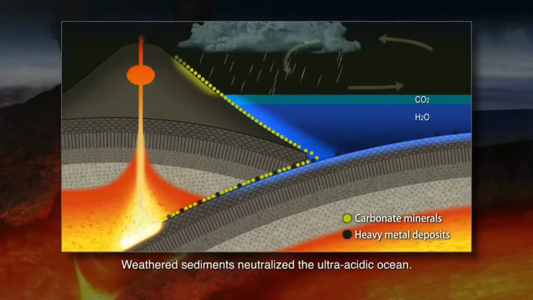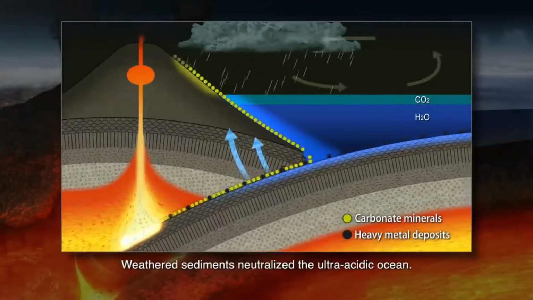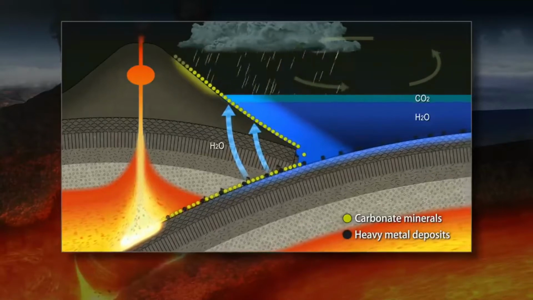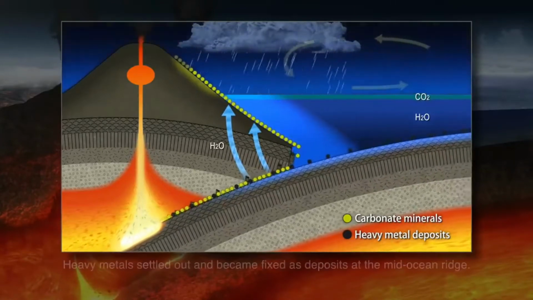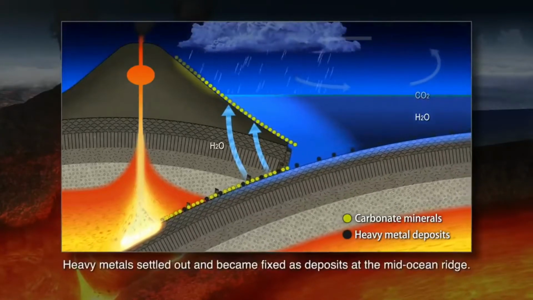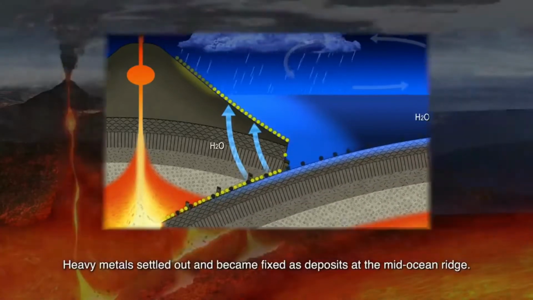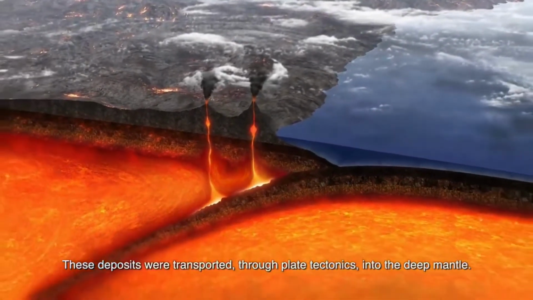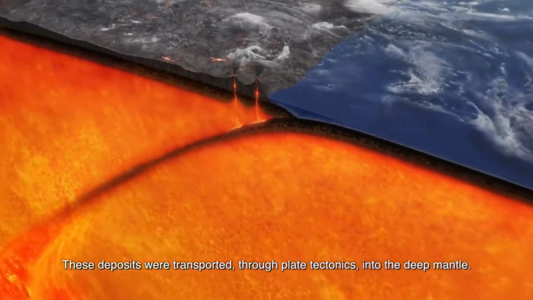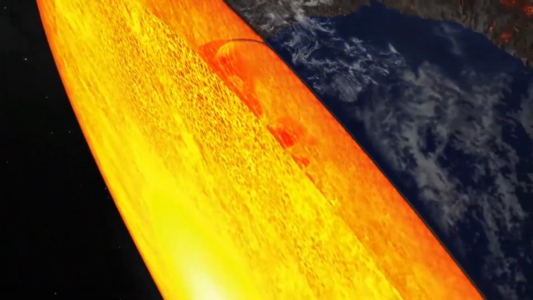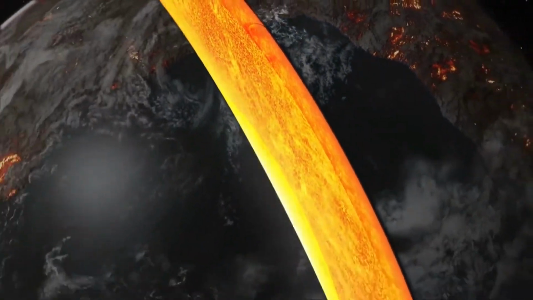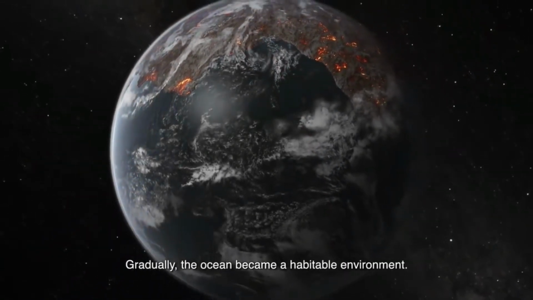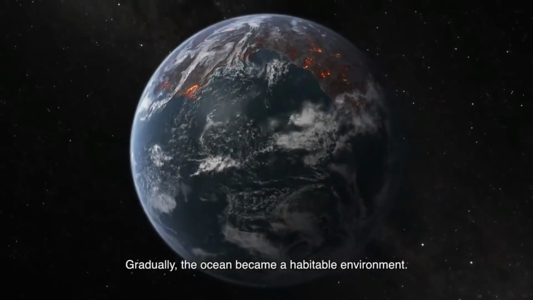Weathered sediments neutralized the ultra-acidic ocean. Heavy metals settled out and became fixed as deposits at the mid-ocean ridge. These deposits were transported through plate tectonics into the deep mantle. Gradually, the ocean became a habitable environment.